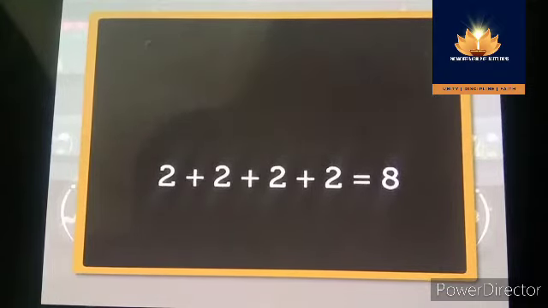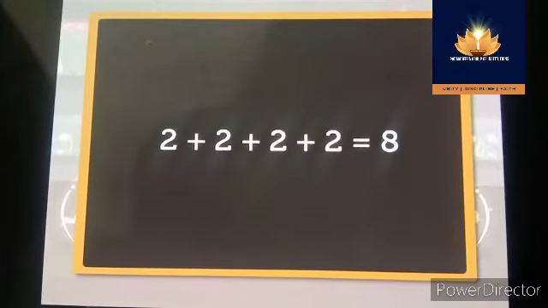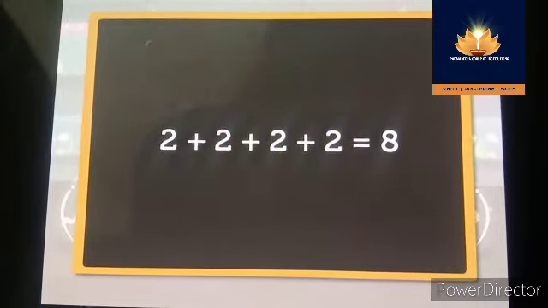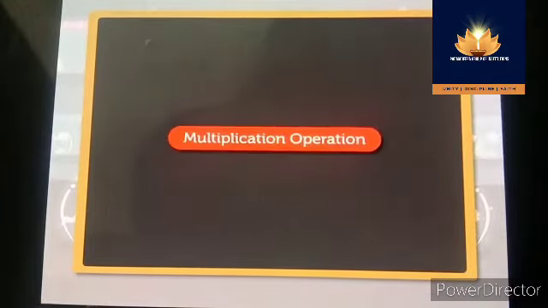Here we repeatedly added 2, 4 times. This is called multiplication operation. Multiplication is a repeated addition. We can do this multiplication operation in an easier way. So let us see how it is.